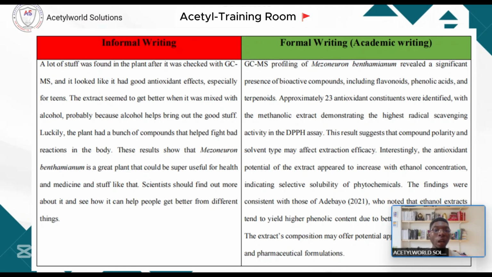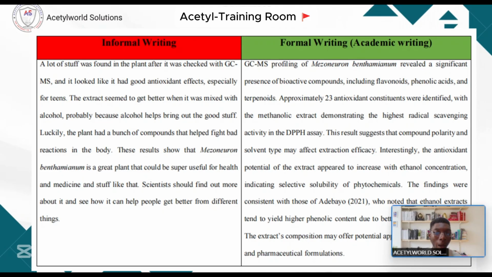"ECMS profiling of Mezoneuron benthamianum reveals a significant presence of bioactive compounds including flavonoids, phenolic acid, inulinic acid, and terpenoids. Approximately 23 antioxidant constituents were identified, with methanolic extract demonstrating the highest radical scavenging activity in the DPPH assay." Now, if you read this further, "the results suggest that the compound polarity and..." You can see that this makes more sense, and this actually helps.